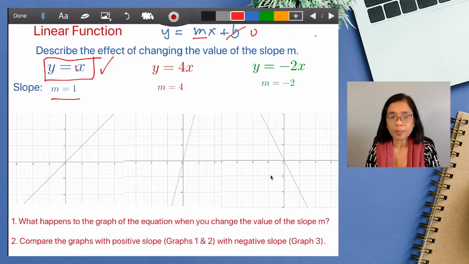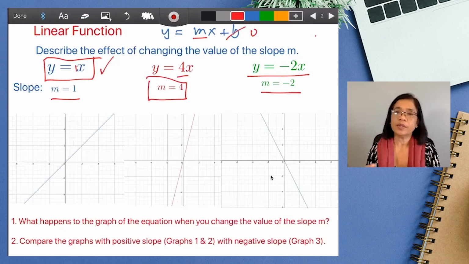And we are going to compare this to the equation y equals 4x and the corresponding graph. In this case, our m, or the slope m, which is the coefficient of x, is equal to 4. And also, y is equal to negative 2x, when m is equal to negative 2.